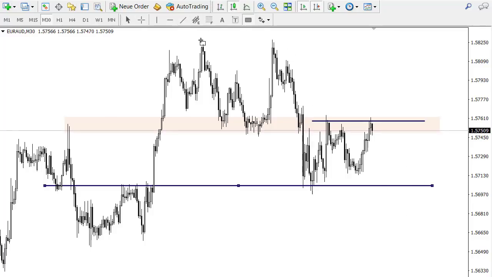Then let's maybe look for another one to the upside. Here we do have a lot of resistance to the upside. This will be an important level when the price comes back into it.